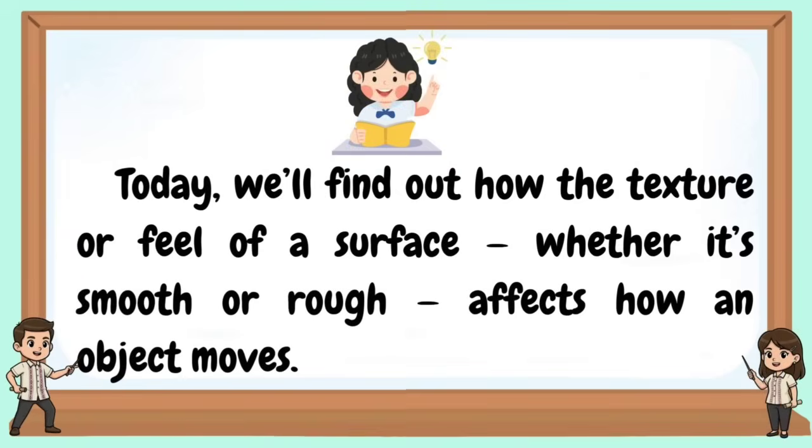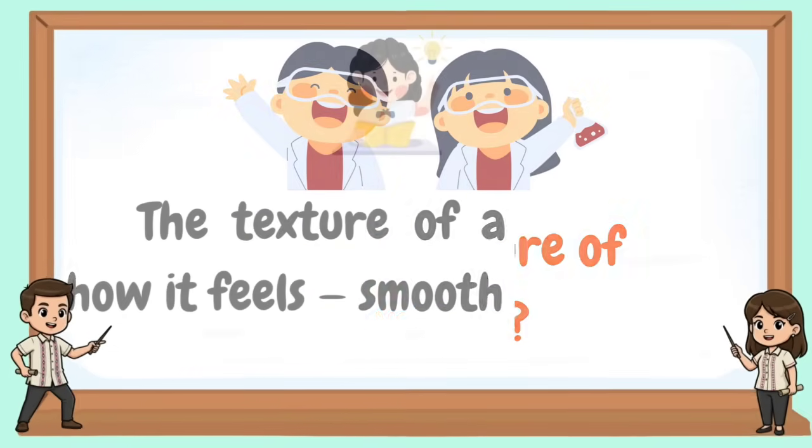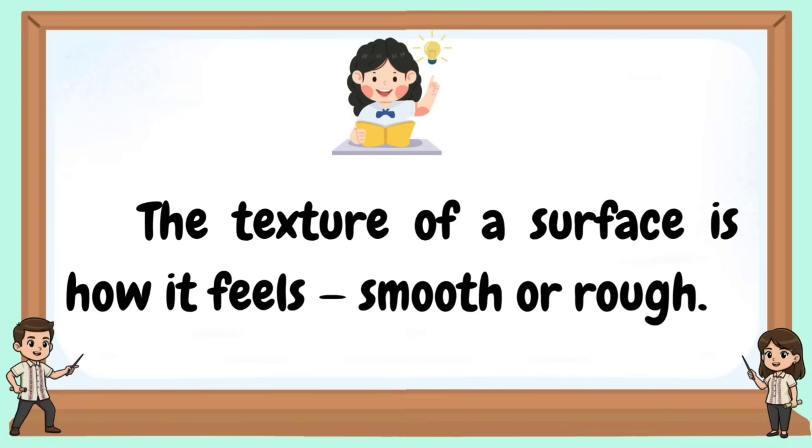Today, we'll find out how the texture or feel of a surface, whether it's smooth or rough, affects how an object moves. What is the texture of a surface? The texture of a surface is how it feels, smooth or rough.